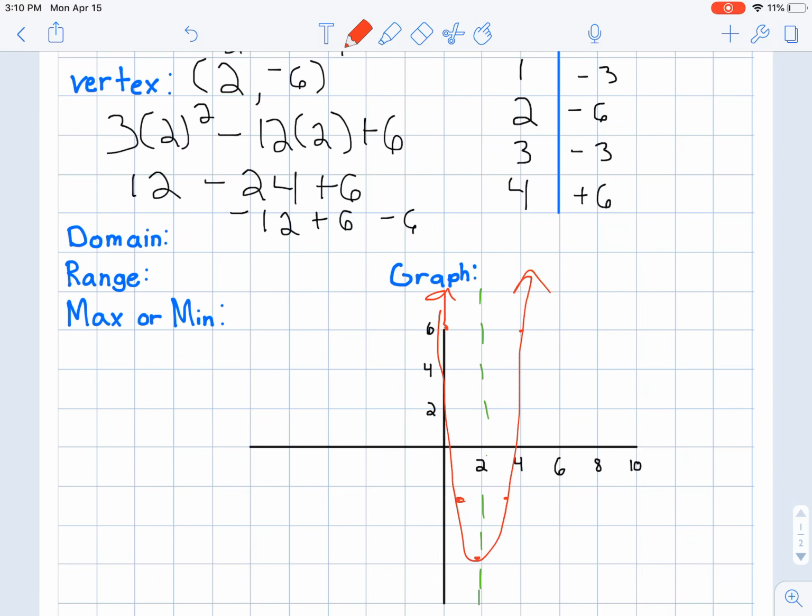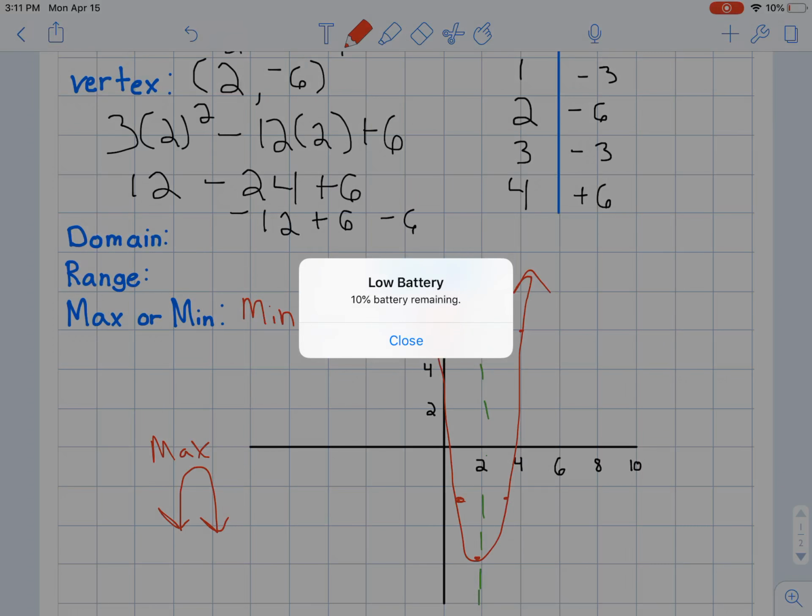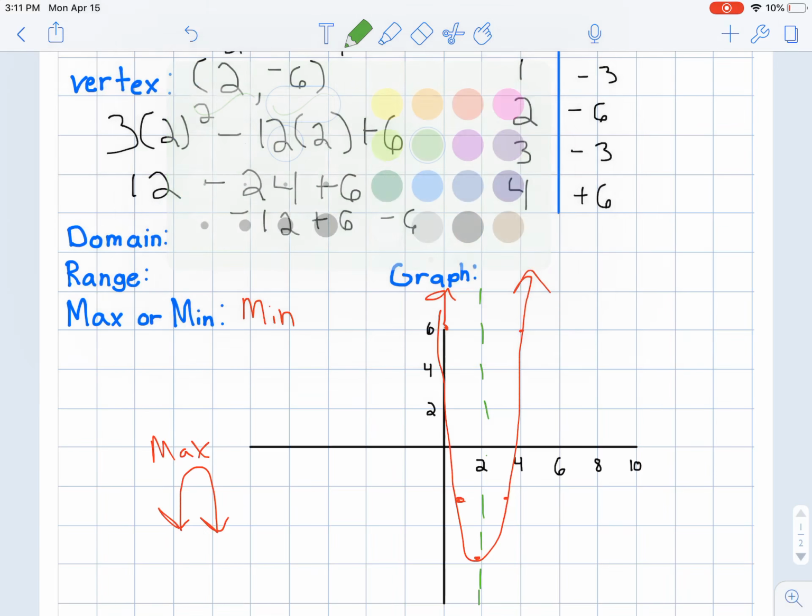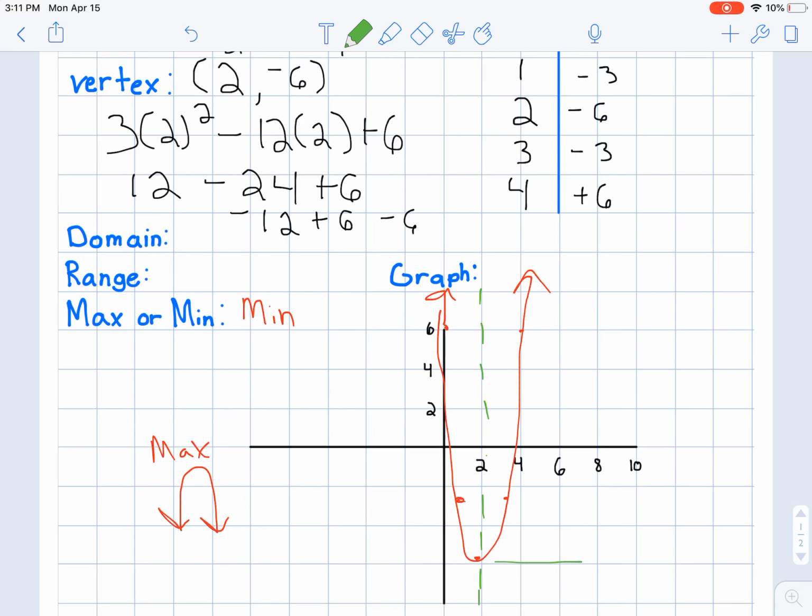Okay, because this is a U shape, we know that it has a minimum value. Now, if it was going in the other direction, like a frown face, that would be a maximum value. So it has a minimum, and what we have to look at is what that minimum point is. The lowest it goes is this point right here, which we already know is a minimum of -6.